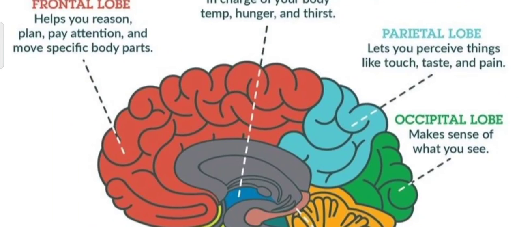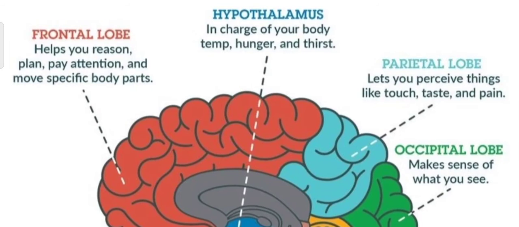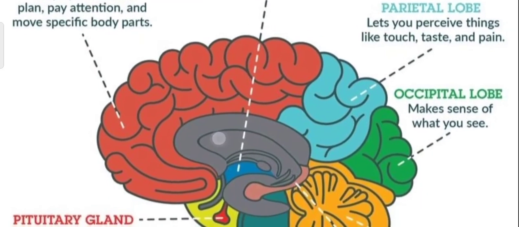The parietal lobe lets you perceive things like touch, taste, and pain. TTP. Hypothalamus TTH: temperature, thirst, hunger. Parietal lobe TTP: touch, taste, and pain.